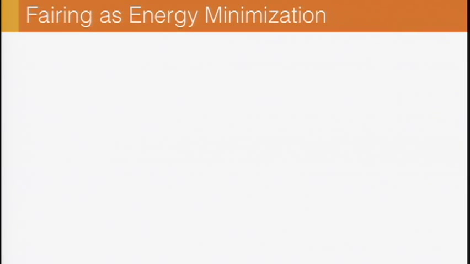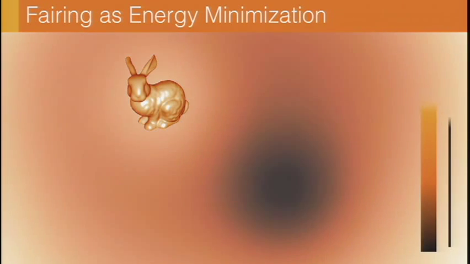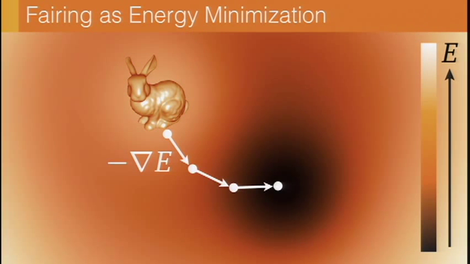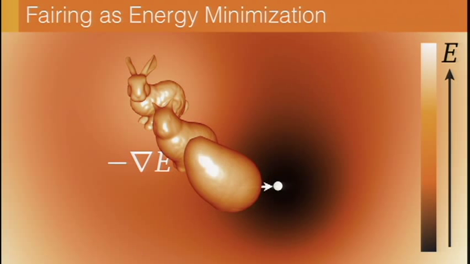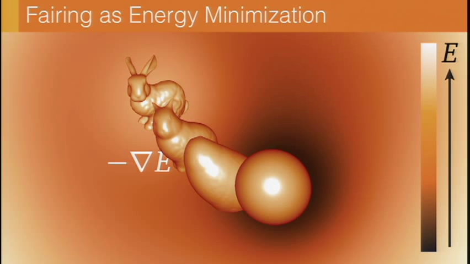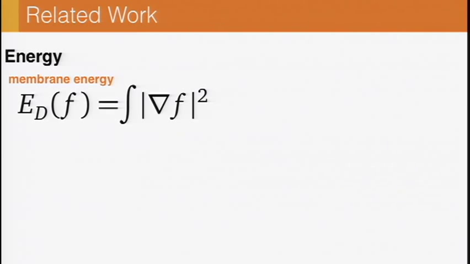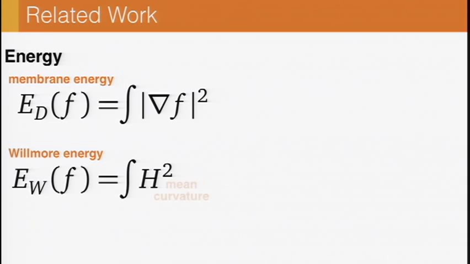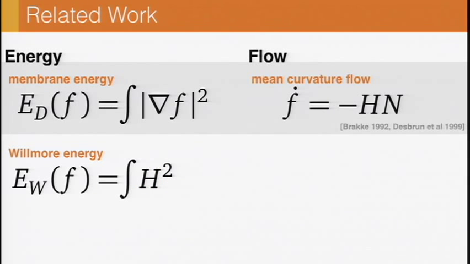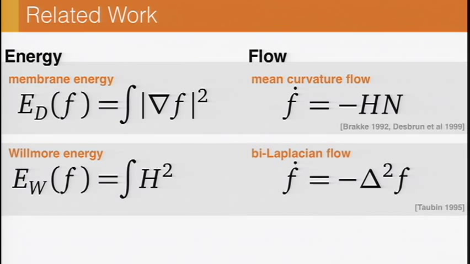The basic idea behind these fairing methods or these curvature flow methods is that to each surface we associate an energy E, and then we follow the gradient of this energy downhill, producing a series of progressively smoother and smoother surfaces. And most methods for surface fairing are based on just a couple different energies. One is the membrane energy, which tries to minimize the total area of the surface, and another is the Willmore energy, which tries to minimize the total mean curvature. If we take a linearized gradient flow of membrane energy, then we end up with the classic mean curvature flow. And if we do a linearized gradient flow on Willmore energy, we end up with bi-Laplacian flow.